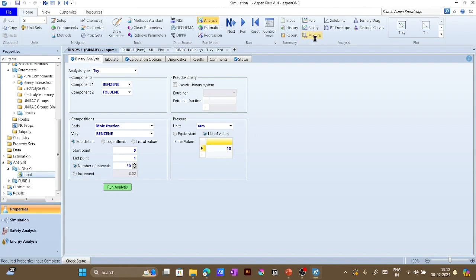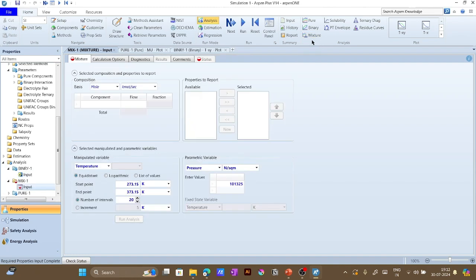Now if you want to compute a mixture property, you have a ternary mixture. Right now I won't be running any of this since it's taking too long, but let's say you have water in your system, and benzene, all three components. You can provide their flows, let's say 10, 5, 5. It will calculate the fractions on its own, and you want to compute some properties.